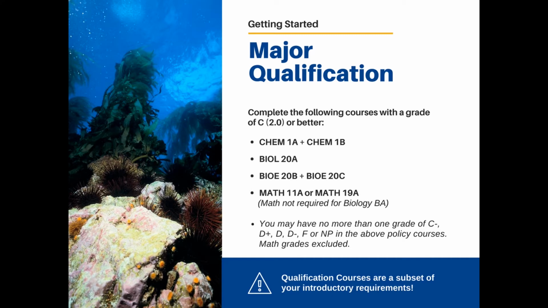In order to meet EEB's major qualification policy, you must complete the following courses with a grade of C or better: Chem 1A and Chem 1B, Bio L20A, Bio E20B and 20C, as well as Math 11A or Math 19A. Again, math is not required for the biology BA. Both the Math 11 series and the Math 19 series are appropriate for your EEB-sponsored major. However, we typically recommend that students enroll in the Math 11 series unless they are still considering whether they would like to major in engineering or physics or another major that requires the Math 19 series.